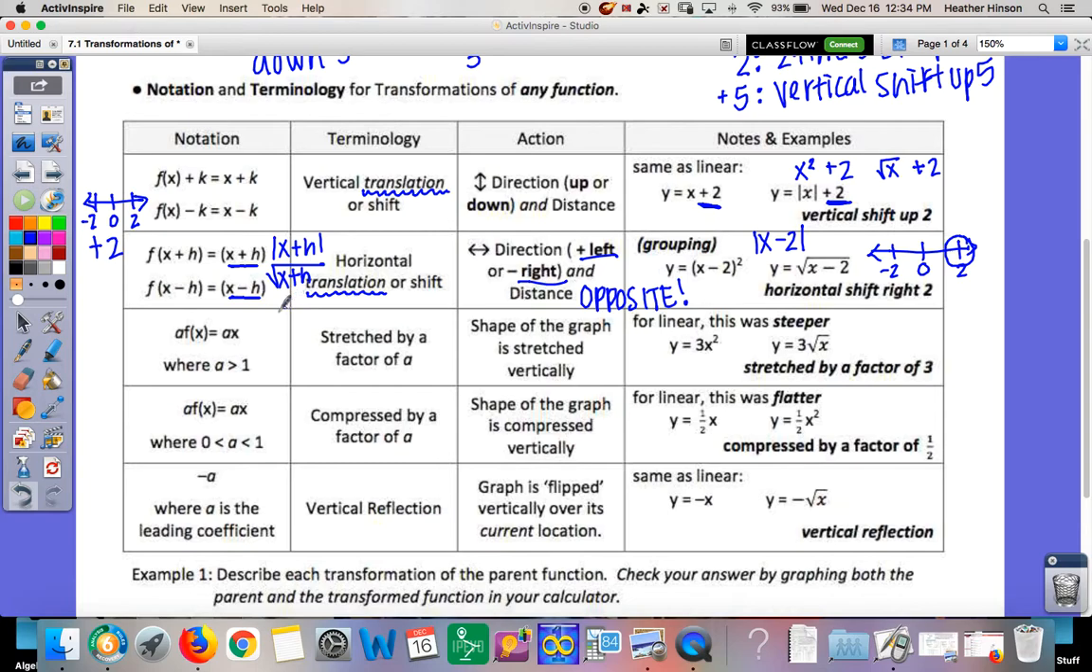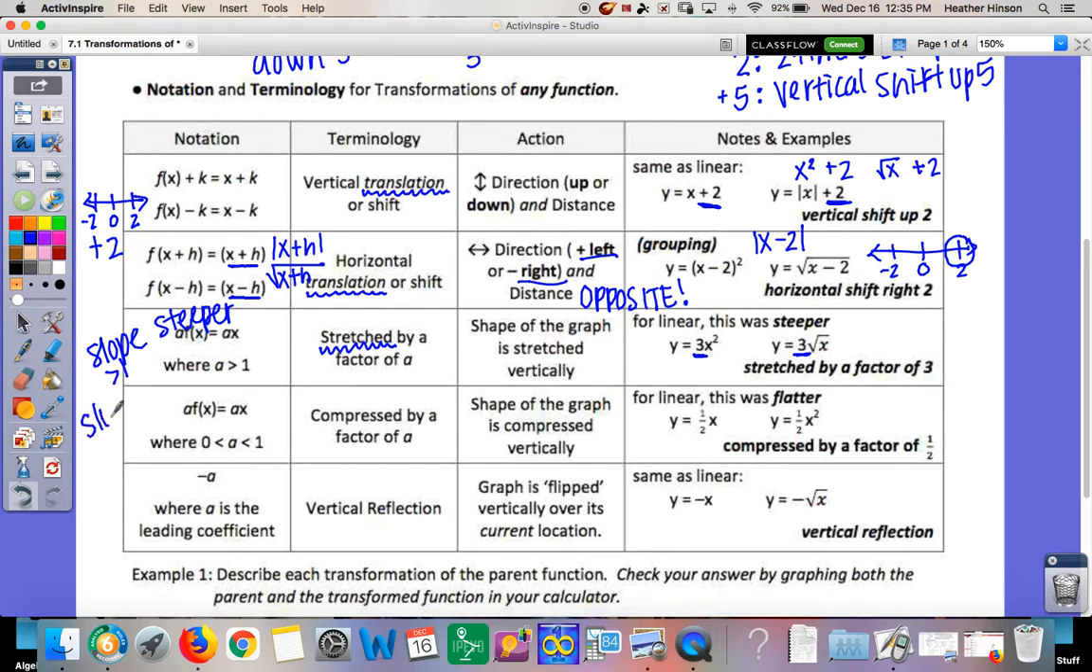Okay, and then when our slope, this is just slope, if your slope is greater than 1, we call that steeper. We have a new word we're going to look at, and it's called stretched. Stretched by a factor of whatever the number is. It's the same thing as steeper, but normally they're going to use the word stretched. So whatever your number is out front in the slope spot, if it's greater than 1, it's going to be stretched by a factor of 3 in this case.